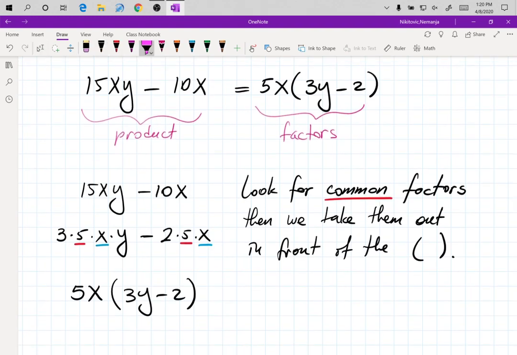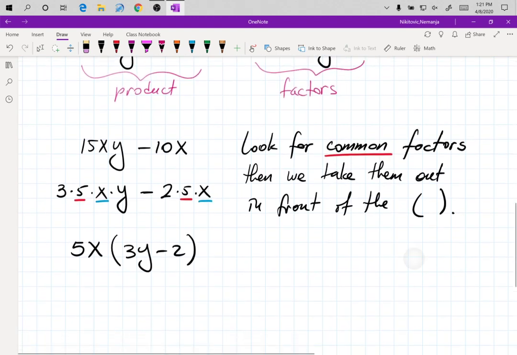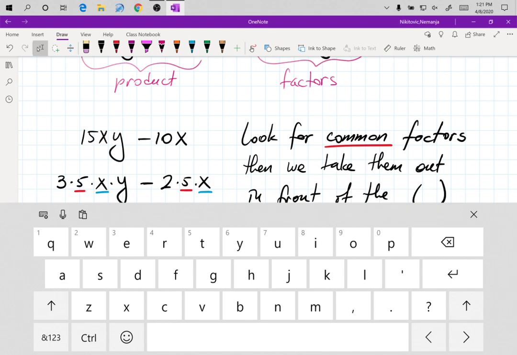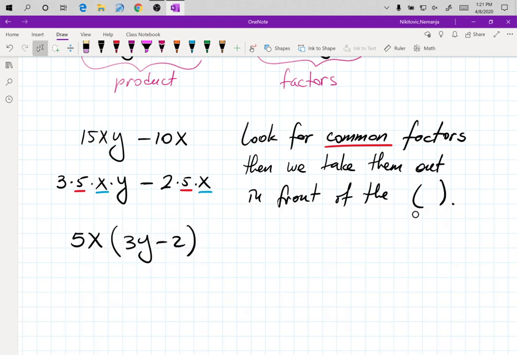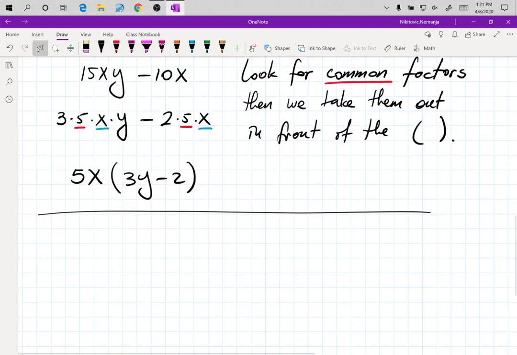And you see that that's exactly what I used to have, right? Your job is to break apart these terms and then factor out whatever is common. The word common means the same, right? Let's take a look at another example of this.